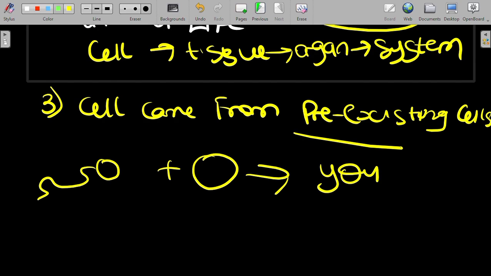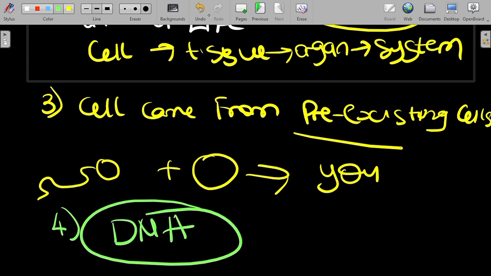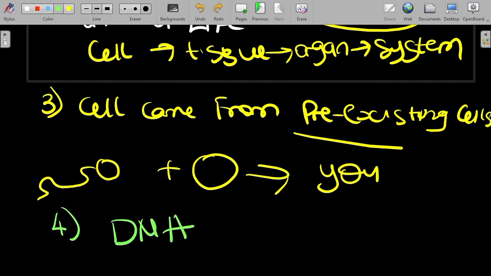So what is the first? What is the cell theory? What is the first one? All living things are made up of cells. Second one, the cell is the basic functional unit of life. Third one, cells arise only from pre-existing cells. The fourth one, cells carry the genetic information of the body, which we call the DNA. So DNA is the genetic information of the body. This is where everything that is occurring in your body takes place.